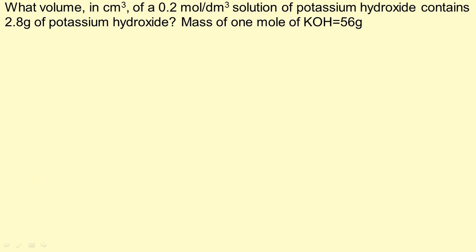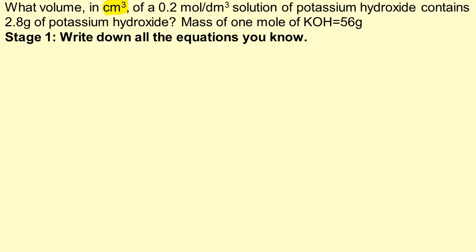The next question looks very similar to the last question, apart from instead of a number of moles of potassium hydroxide, it gives us the fact we have 2.8 grams of potassium hydroxide. Last time round, I bet you almost forgot to convert the final volume in decimeters cubed to centimeters cubed. So this time round, we'll highlight it in the question so that hopefully you don't forget.